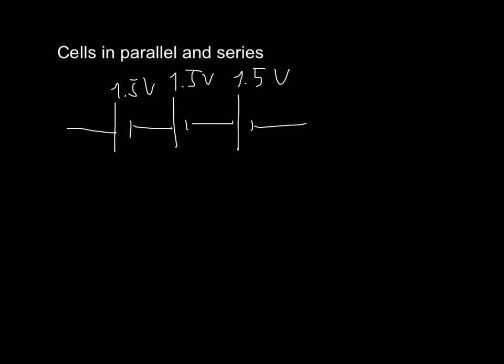Okay, hopefully you listened to me and you paused the video and you said, well, this should add up, right? Because they're all facing the same way, put one after the other. So if the potential difference between here and here is 1.5, and then between here and here is 1.5, and between here and here is 1.5, then the total potential difference should be 4.5. So when I have cells in series like this, all I need to do is just add them up.